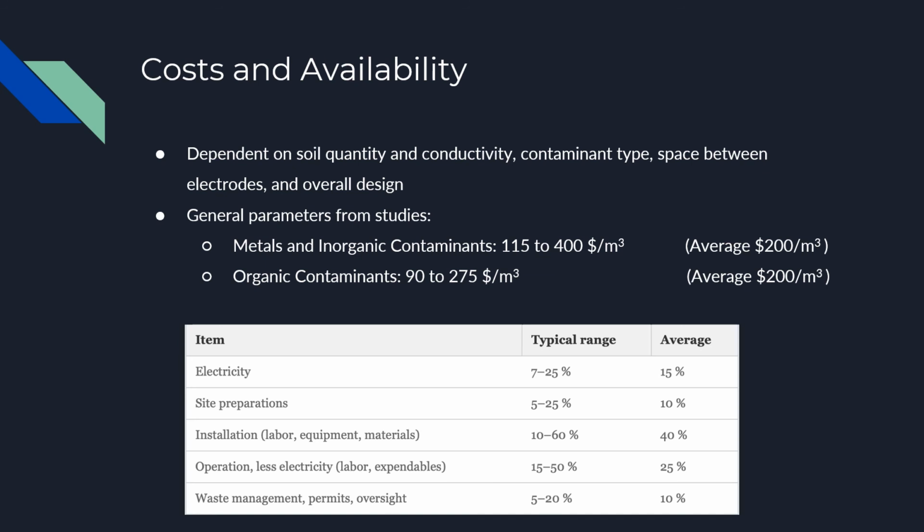Cost can be further broken down, with equipment procurement and installation accounting for about 40% of costs. This is followed by operation and labor accounting for 25% of costs, power expenditure making up around 15% of cost, and site preparation and management of waste and permits accounting for 10% each. The ranges for these values are further shown in the table on this slide.